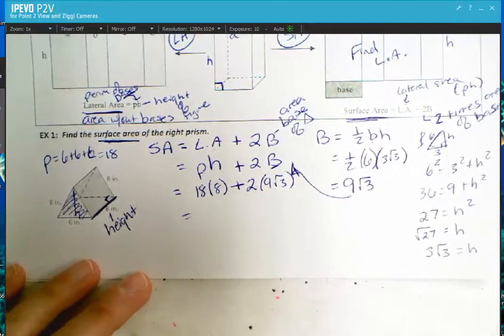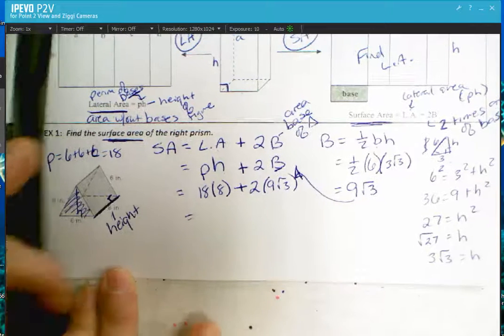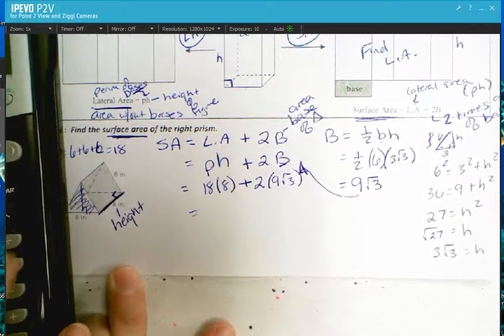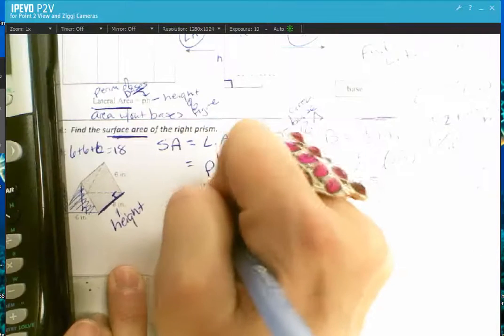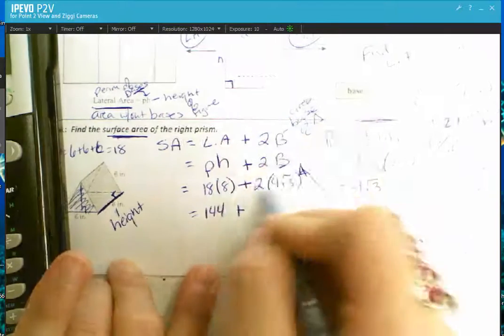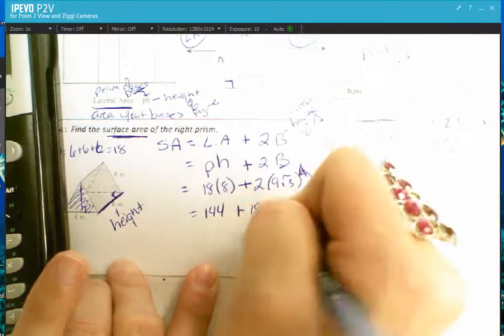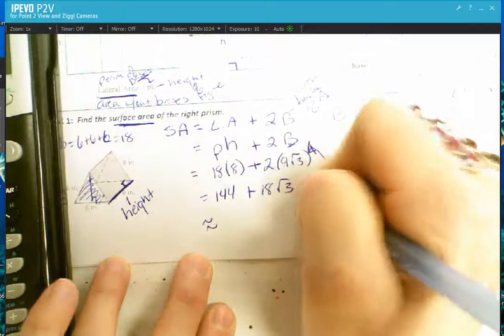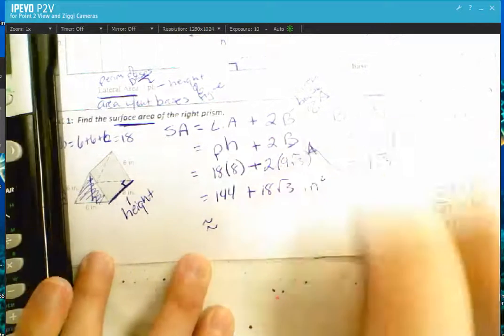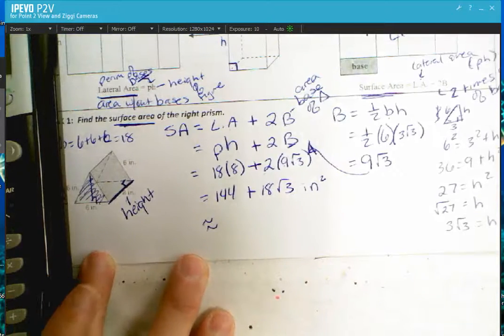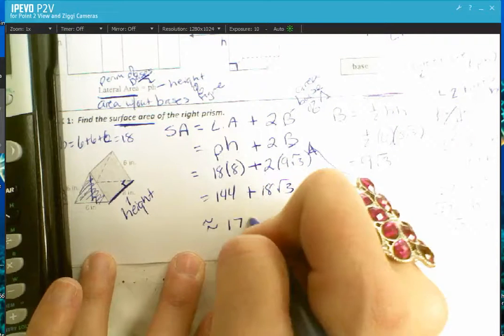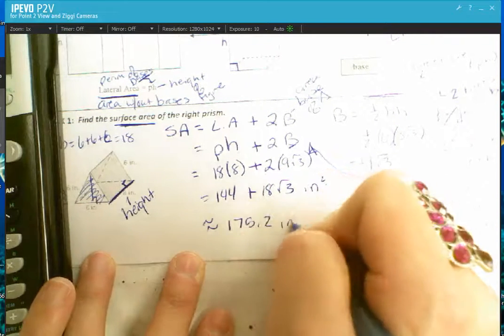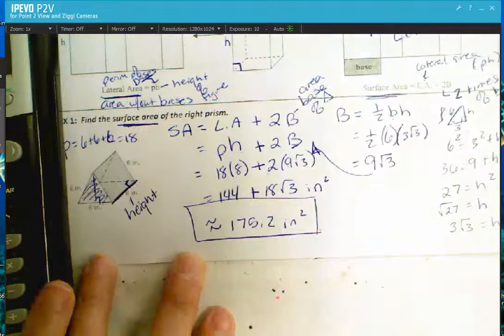So if I wanted an exact answer, I would have to leave it as 18 times 8, which is 144, plus 2 times 9 is 18 rad 3. That's my exact answer. This is surface area, so we're looking at inches squared, which gives me approximately 175.2 inches squared. These can take a while.